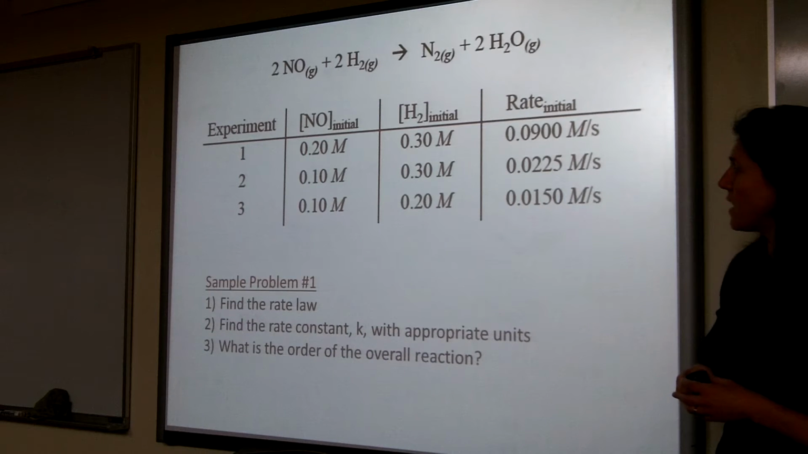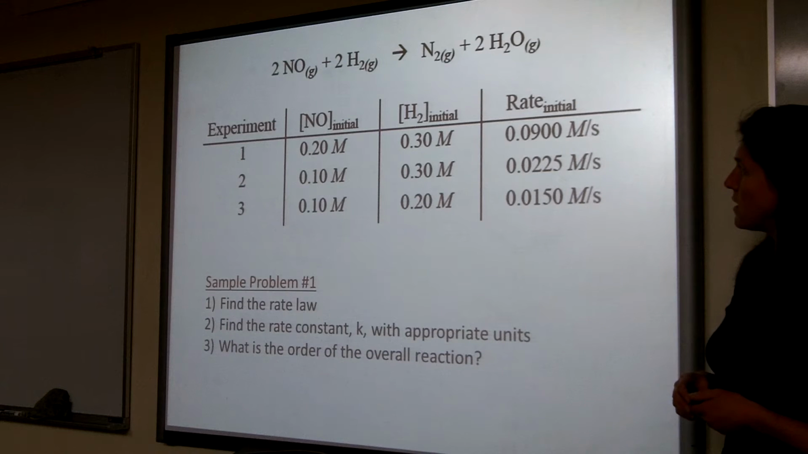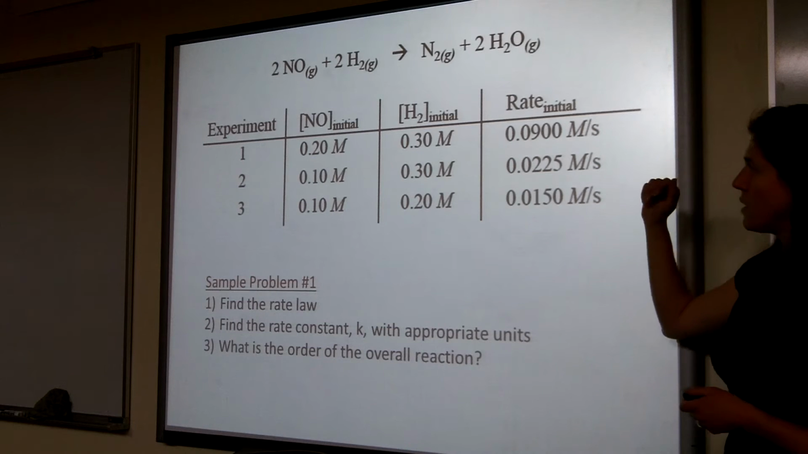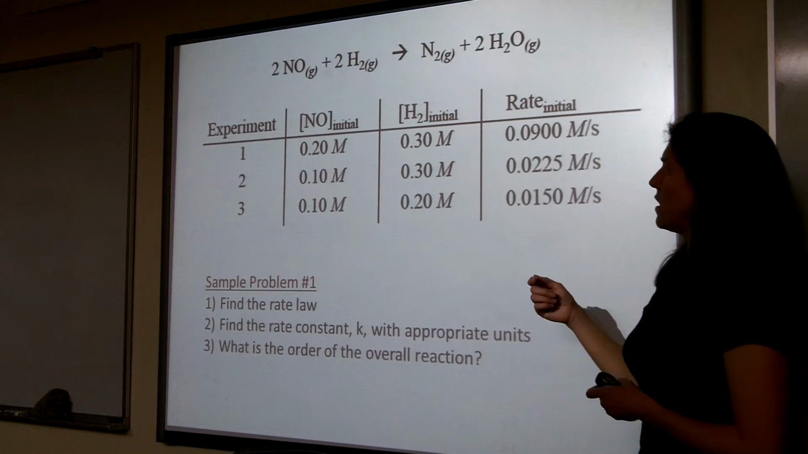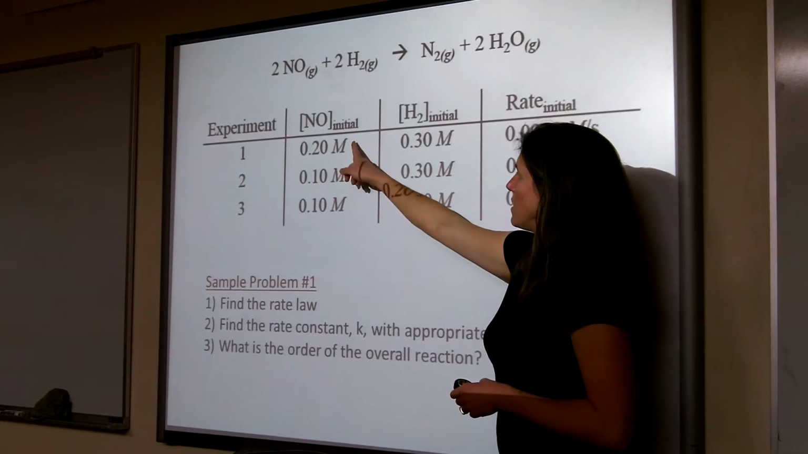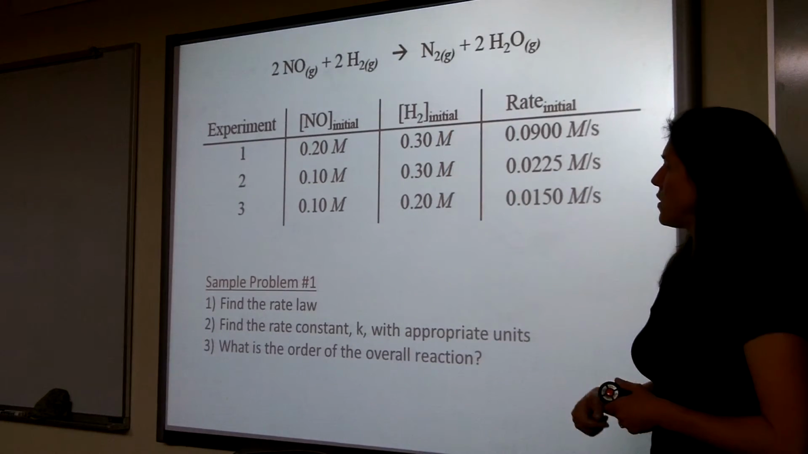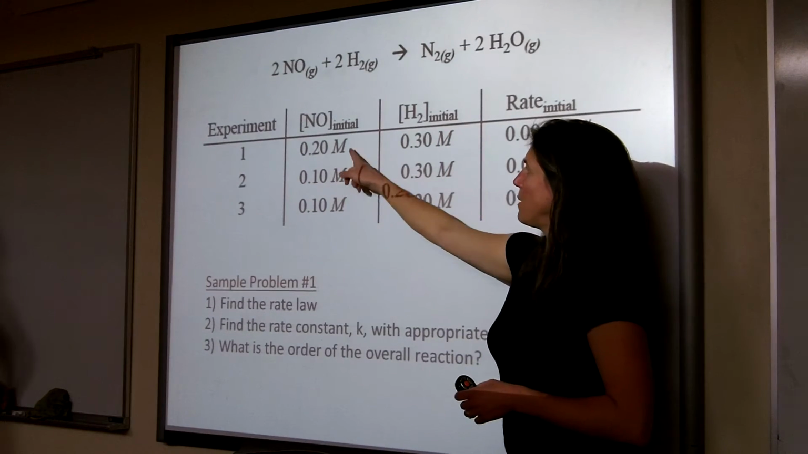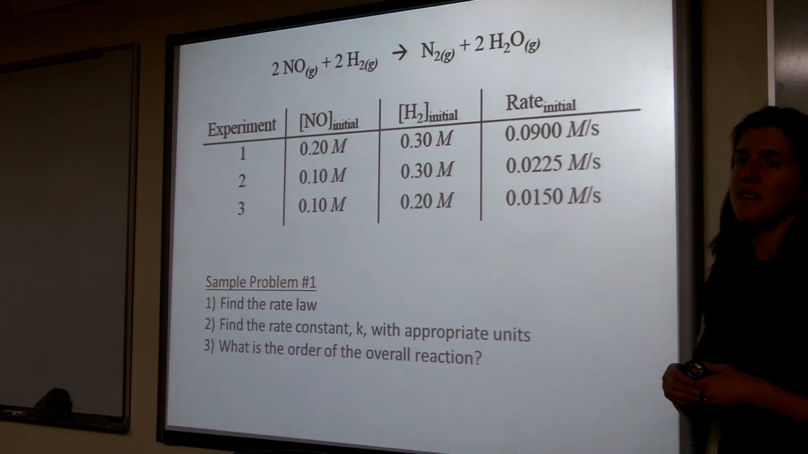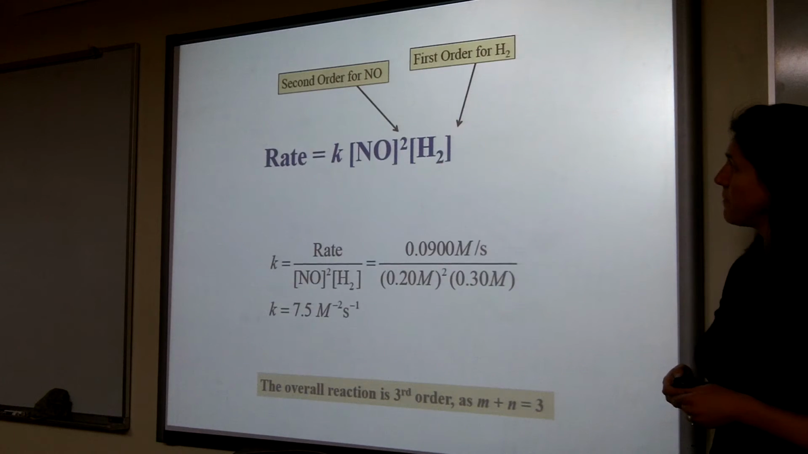Here's an example of some data that you might get to determine the rate law. You'll notice in this example, you want to make sure you compare experiments in which only the concentration of one of your reactants changes. In experiments 1 and 2, the concentration of NO is double what it is here, but my concentration of H2 is the same. Comparing going from 2 to 1, I double my concentration of NO, and my rate quadruples. So that tells me that NO is 2nd order.